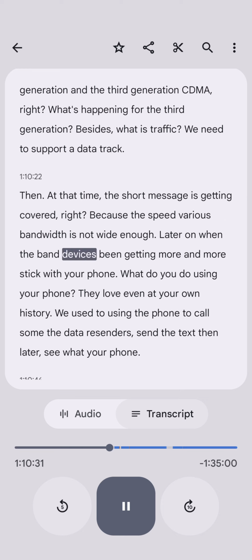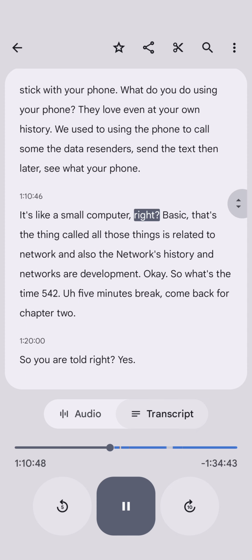Then later on, when the speed got more and more, think about your phone. What do you do using your phone? Think about even your own history. We used to use the phone to call somebody. Later on, we sent text. Then later, think about your phone. It's like a small computer, right? Basically, all those things are related to the network, and also the network's history and the network's development.